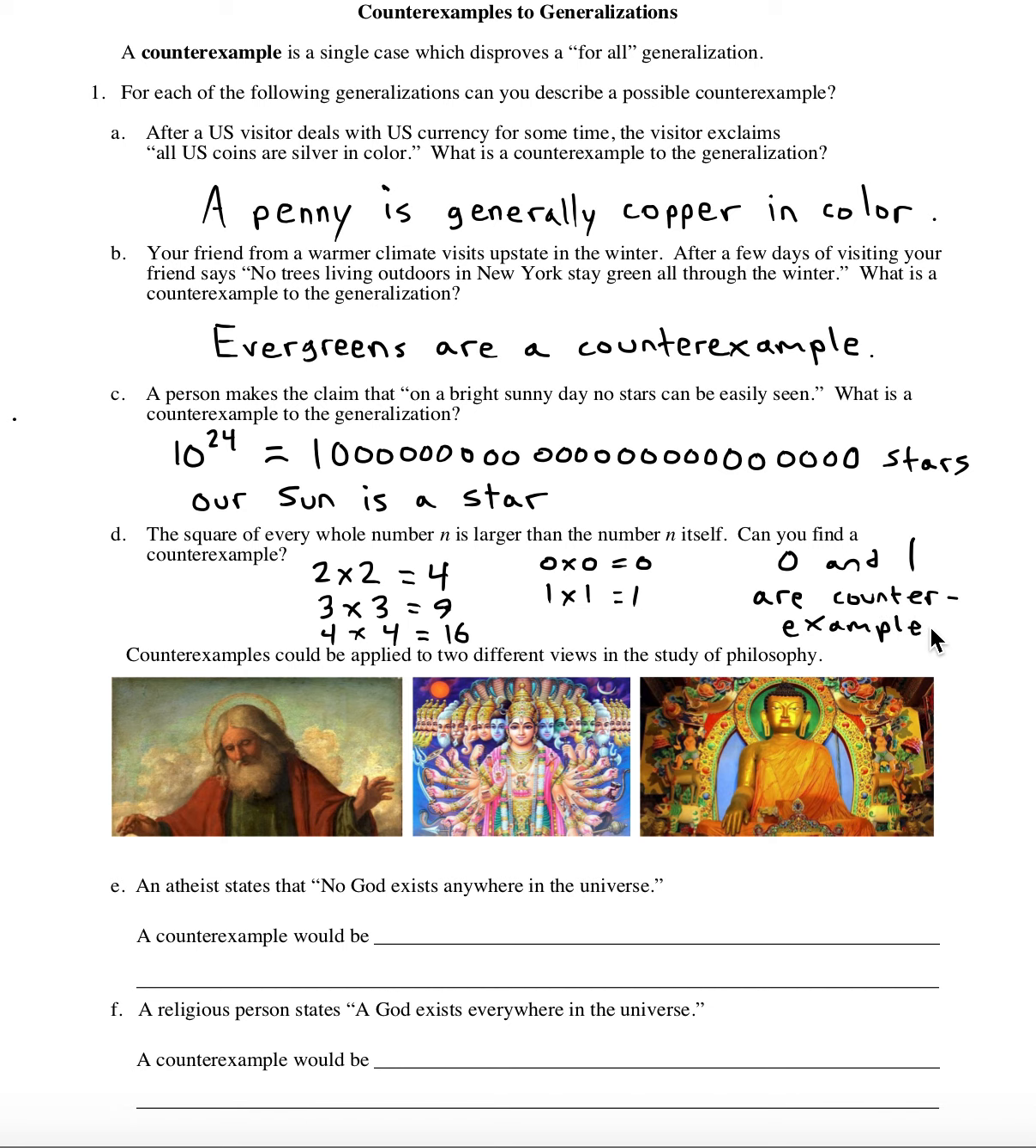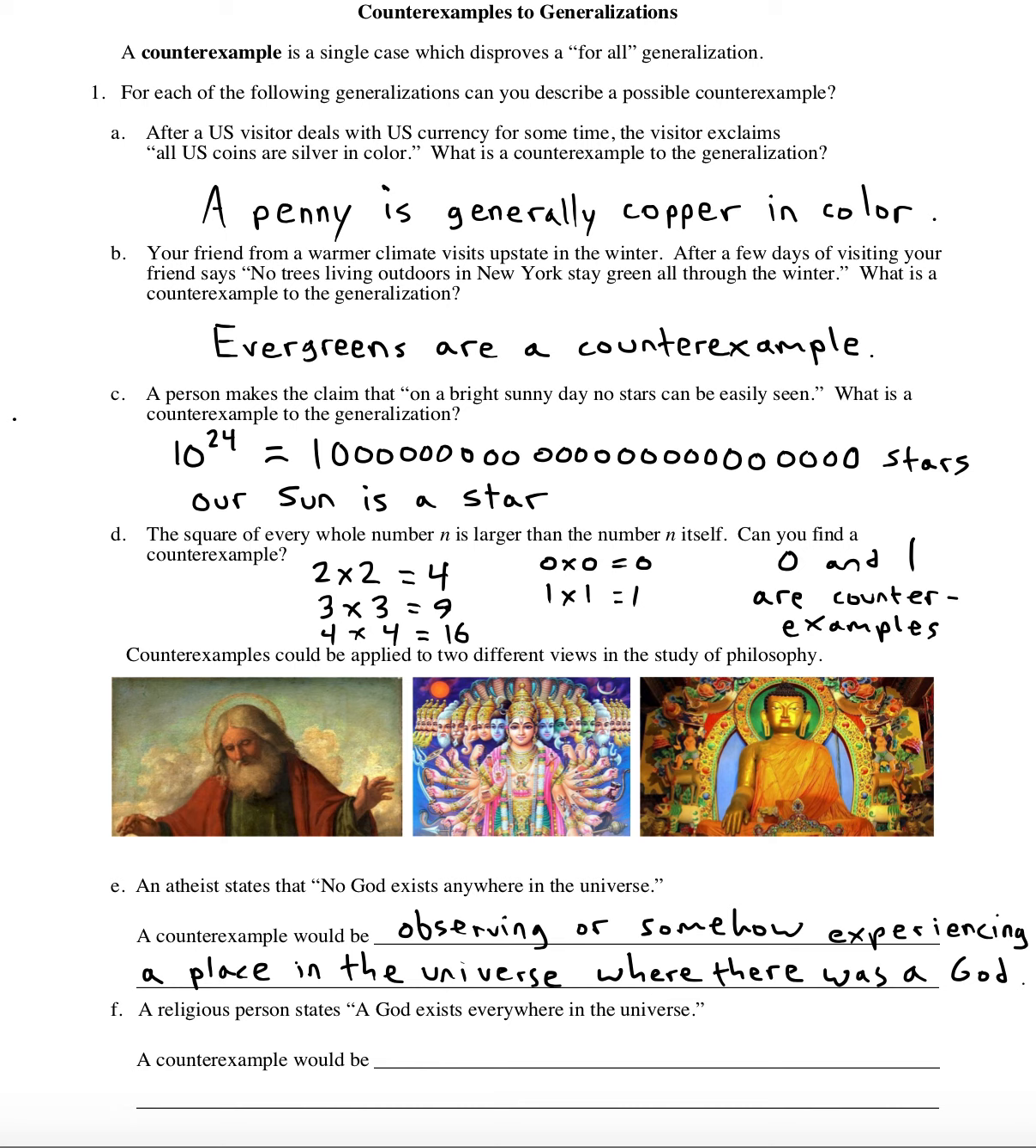Now this idea doesn't just apply to math and science, it could apply to philosophy as well. So here's a couple examples from philosophy where people might use this technique to try to prove something. So if an atheist were to state no God exists anywhere in the universe, a counterexample could be observing or somehow experiencing a place in the universe where there was a God.